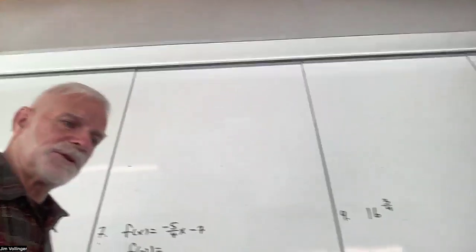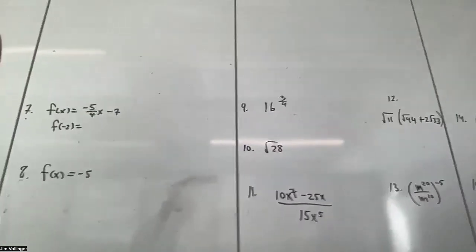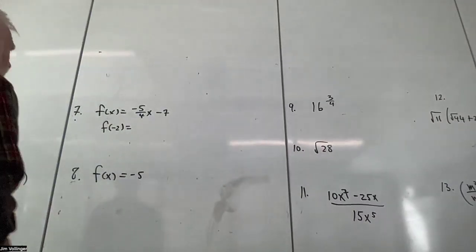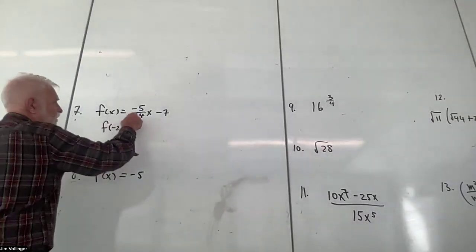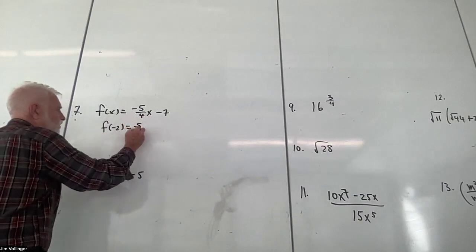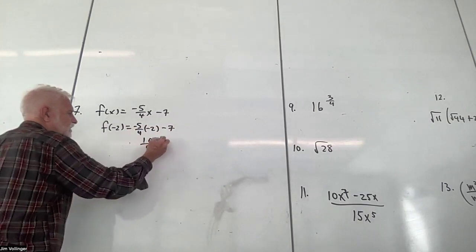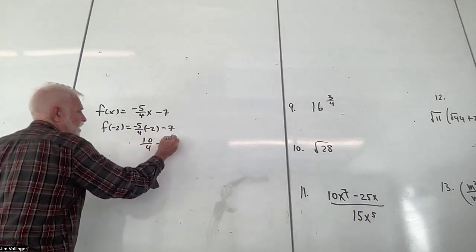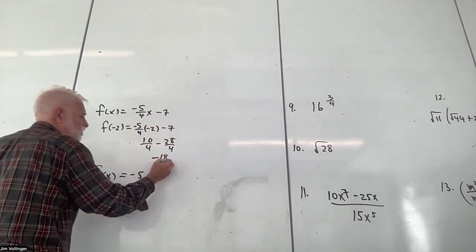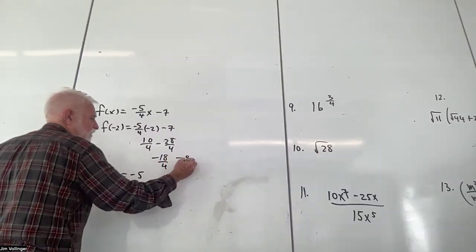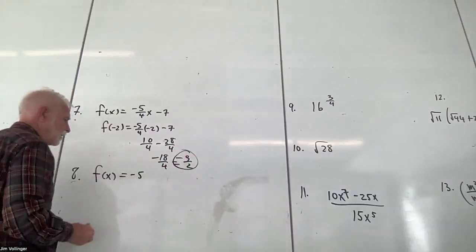Moving right along. Let's see, can I position this? I got to move the desk. Good enough, I can see it. Practice fractions. Minus 5 over 4 times minus 2 minus 7 gives us 10/4 minus 7, which is minus 28/4, which is minus 18/4, which can be reduced to minus 9/2. So there's your final answer.